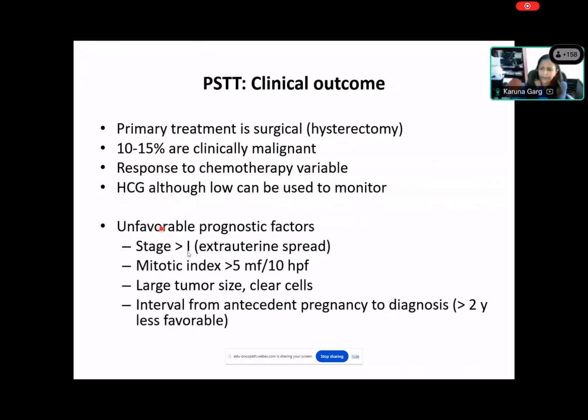So things that have been associated with unfavorable outcome: if there's already high stage disease at presentation, if your mitotic index is high, if the tumor is large and there's clear cells, but I think this is the most important one, if your preceding pregnancy was more than 2 years ago, that actually has been shown to really correlate with worse clinical outcomes. And I actually don't know the reason for that.